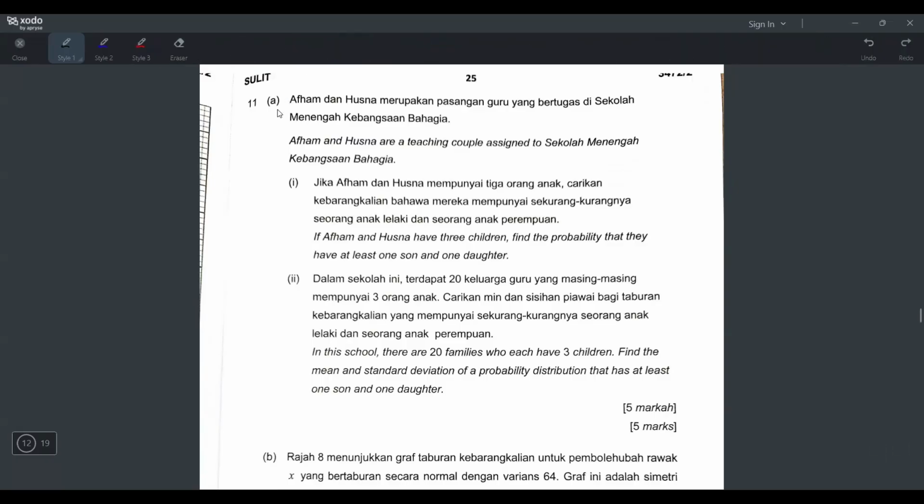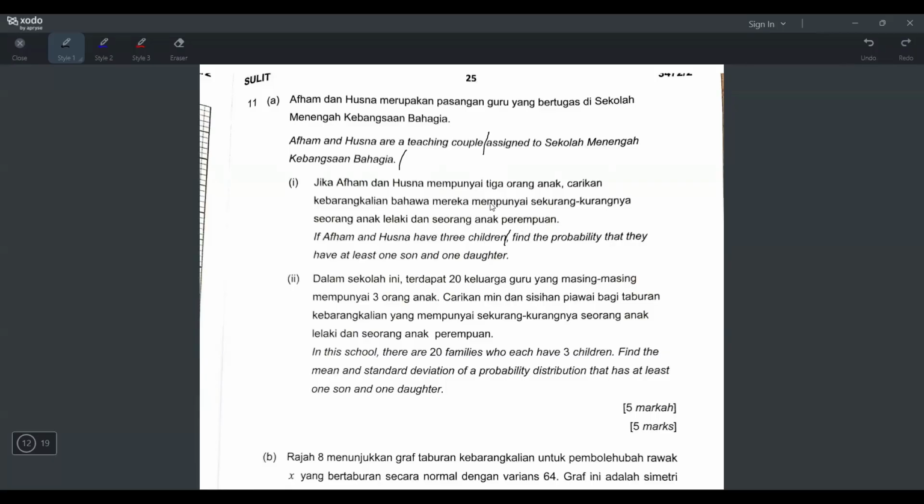11 is a probability distribution. So let's go. Number 11A, Afham and Husna are a teaching couple assigned to Sekolah Menengah Kebangsaan Bahagia. Number one, if Afham and Husna have 3 children, find the probability that they have at least one son and one daughter.